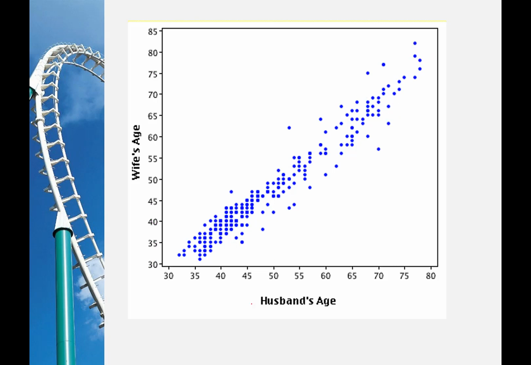You have a cloud of data, and you are finding the one completely linear line that goes through this cloud of data and minimizes the incorrect guesses.